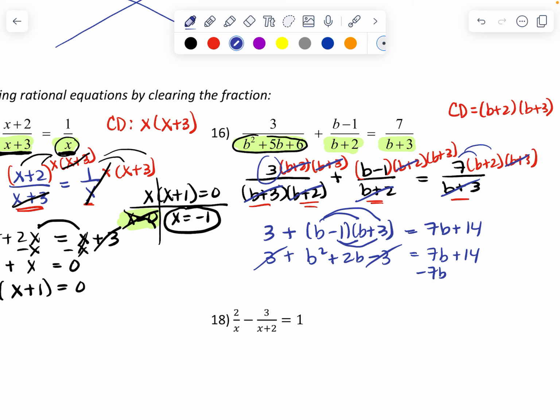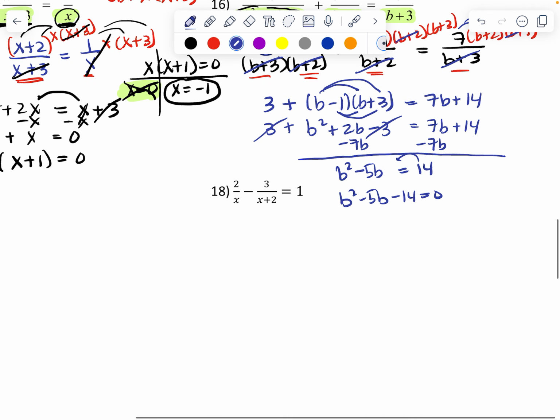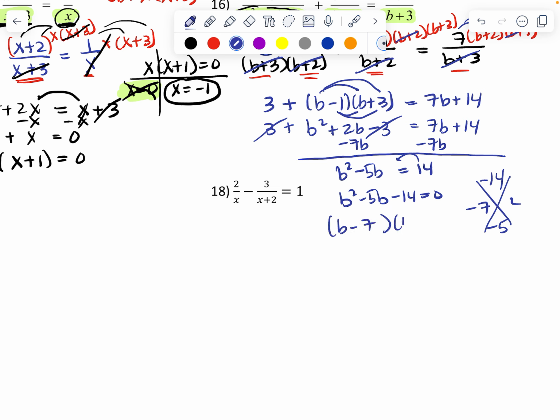So how about if we subtract 7b from both sides? So it's going to leave me with b squared minus 5b, and that equals 14. Remember, I want this to equal 0, so let's move that over to the other side, giving me b squared minus 5b minus 14 equals 0. Now, this is also a big X, so I need two numbers that multiply to give me -14 and add to give me -5. That would be -7 and 2. So this factors to b minus 7 times b plus 2 equals 0. And then this is going to be b equals 7 and b equals -2.